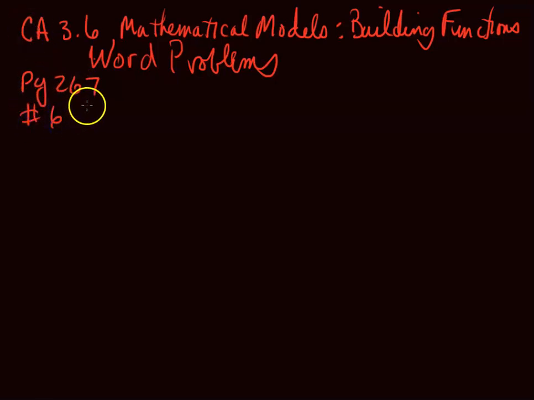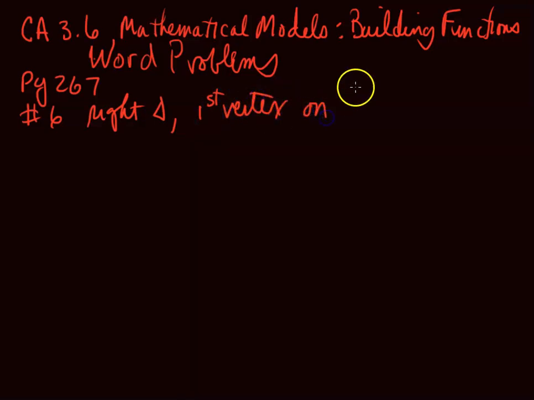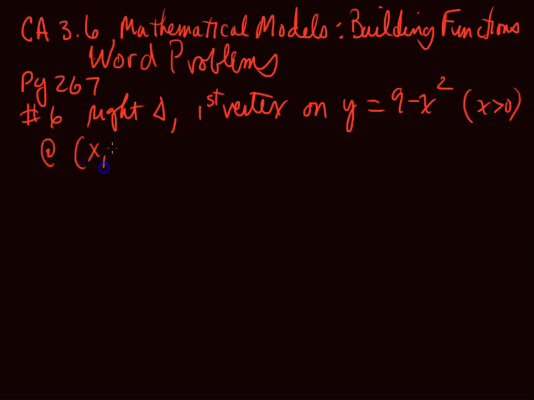Got to draw some things. First of all, let's write this down. A right triangle. One vertex first, I guess. Vertex on the graph y equals 9 minus x squared, x is greater than 0, and that's at the point x, y. So what that means is if you put in an x value, it'll figure out the y. That's the point on the graph. So this x is important.